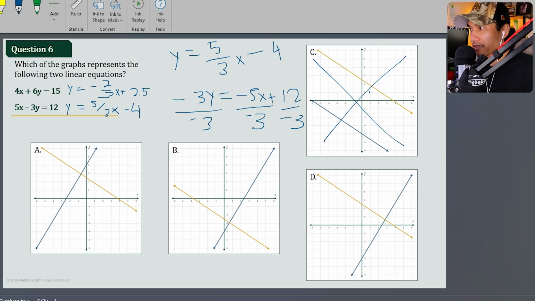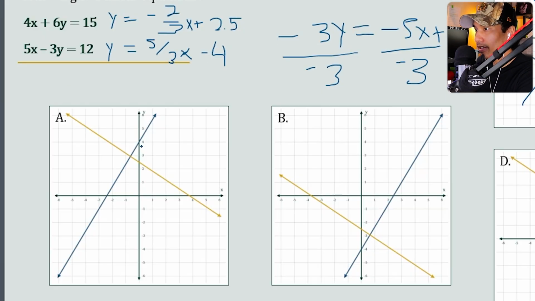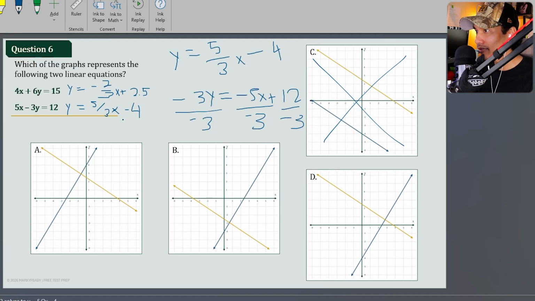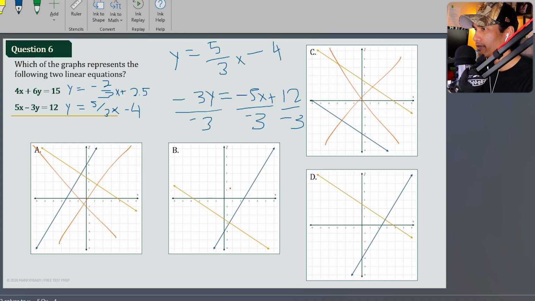Now, let's look at our graphs even further. And I see here that this one has the y-intercept at positive 4. And we have a negative 4. This also has a y-intercept at about 2.5. I'm going to say it's 2.5. But the thing is, we have a negative 4, not a positive 4. So I'm going to get rid of this. And I'm actually going to make this contrast it in orange. Okay. I think that's easier to see, right? Is that easier to see? Hopefully. So I got rid of A and I got rid of C.